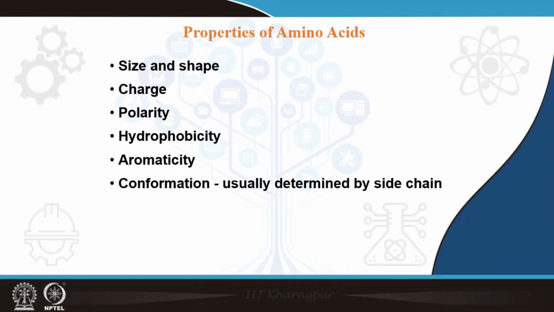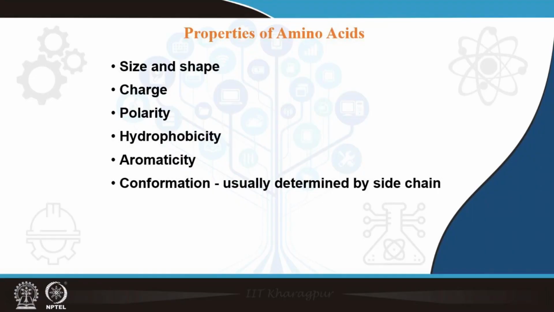Then we have the conformation, that's usually determined by the side chain. What do we mean by the conformation of the amino acid? Now, when I have a long side chain, it has single bonds in it. It is free to rotate in three-dimensional space. So I am going to have a conformation associated with the property of the amino acid. If I have an alanine, I have just a methyl group, so that will not as such have any conformation because all of it will look identical.